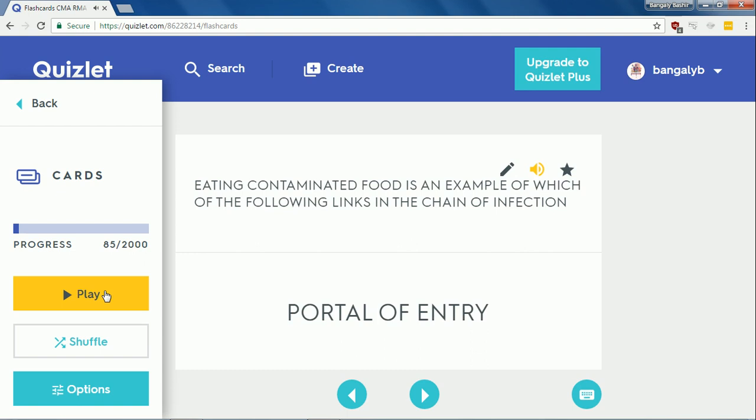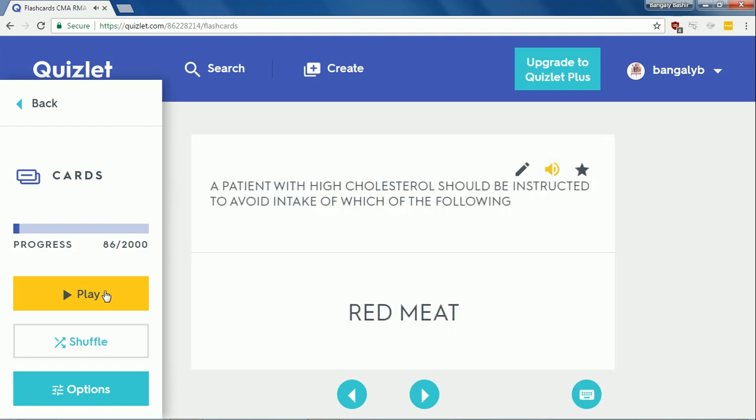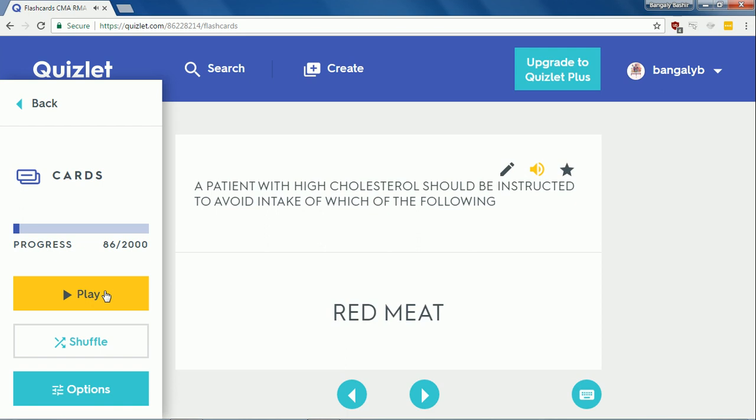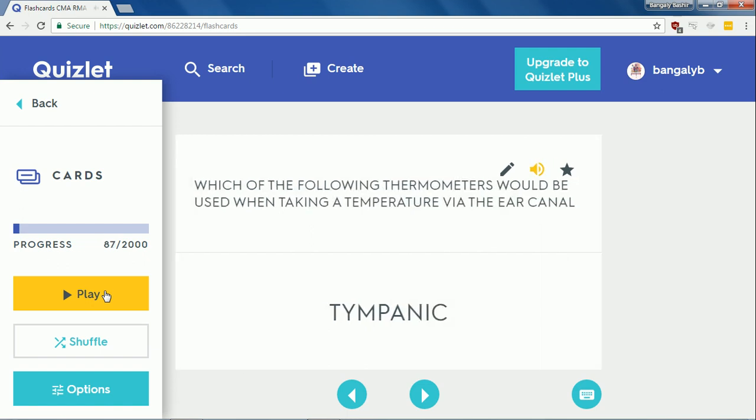Eating contaminated food is an example of which of the following links in the chain of infection? Portal of entry. A patient with high cholesterol should be instructed to avoid intake of which of the following? Red meat. Which of the following thermometers would be used when taking a temperature via the ear canal? Tympanic.